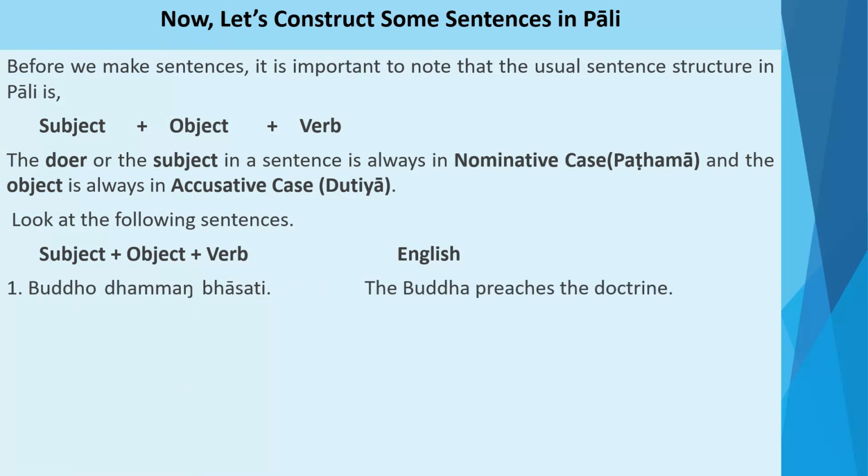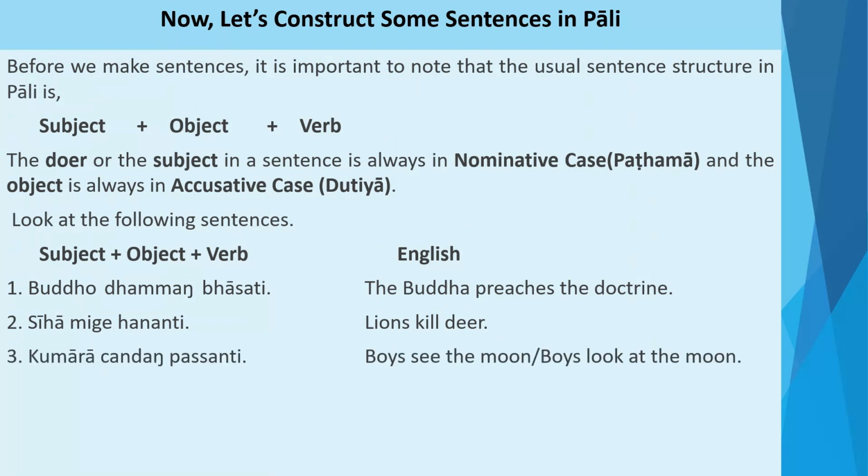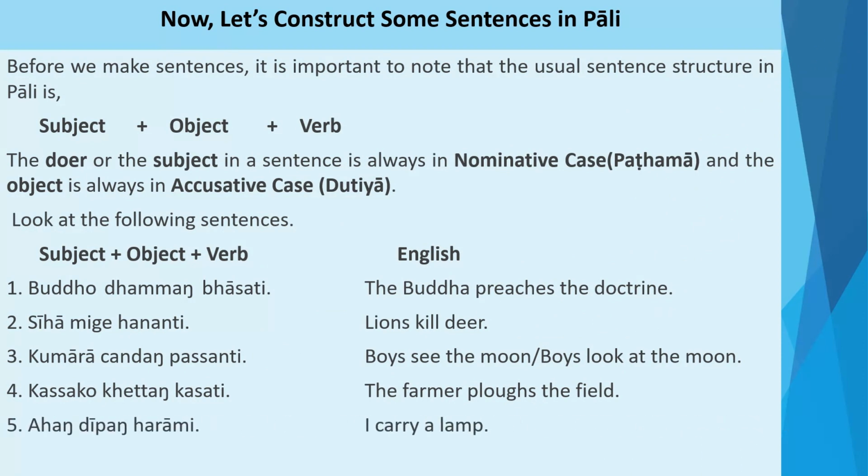Buddho dhammam bhasati. The Buddha preaches the doctrine. Siha mige hananti. Lions kill deer. Kumara chandam passanti. Boys see the moon. Or you can either say, boys look at the moon. Kasako khetang kasati. The farmer plows the fields. Ahang deepang harami. I carry a lamp.